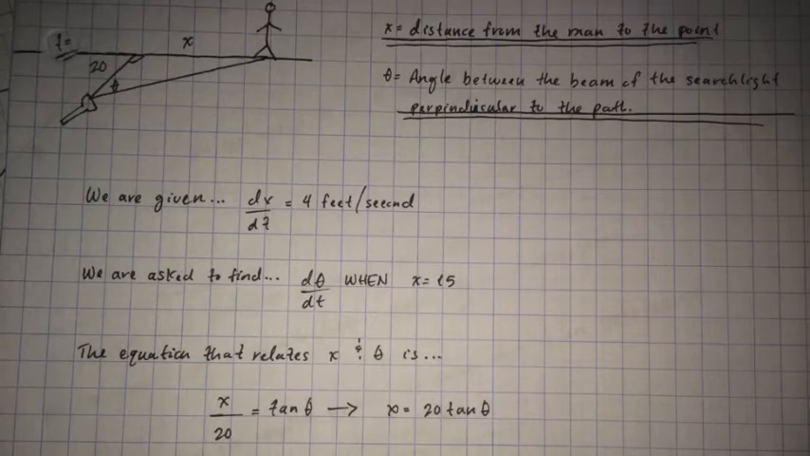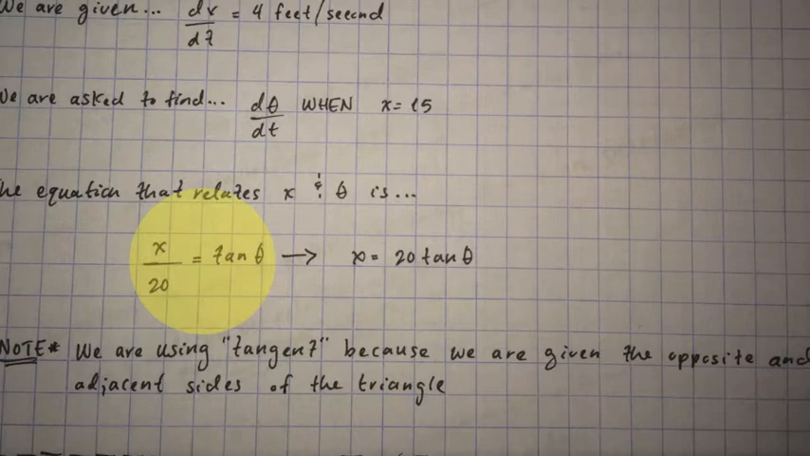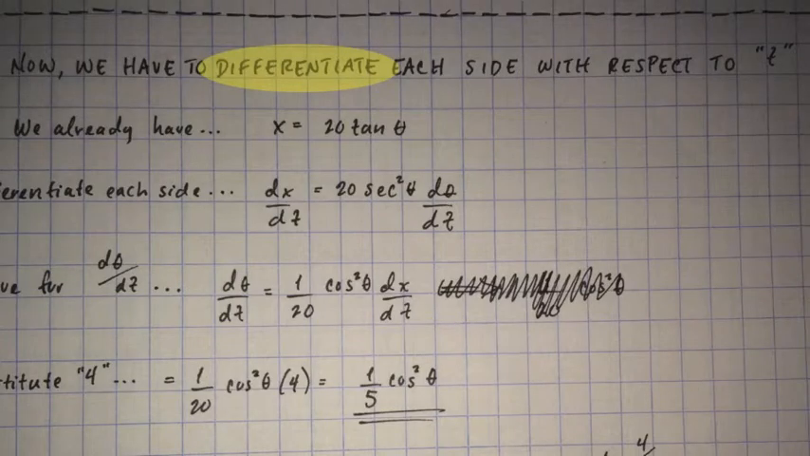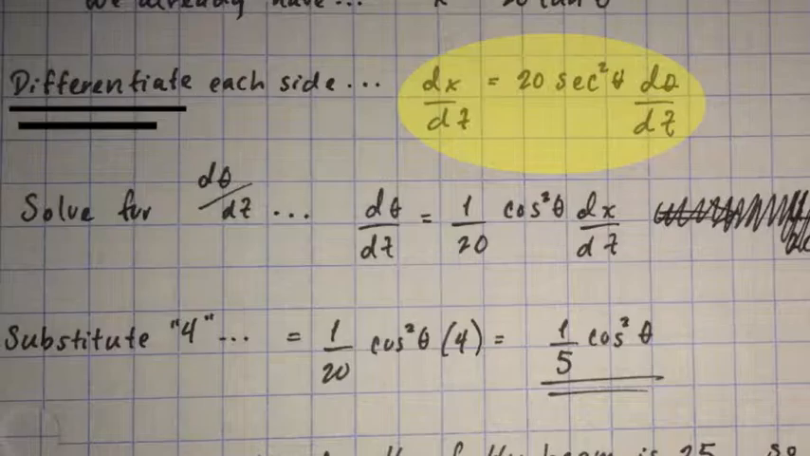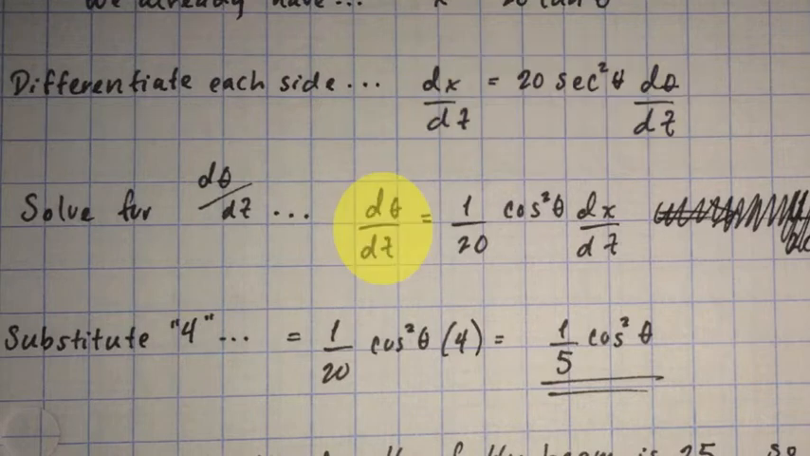Here is the equation that relates x and theta. x equals 20 times tangent of theta. We're using tangent because we are given the opposite and adjacent sides of the angle. In step 2, we have to differentiate each side with respect to t in order to obtain our value. We already knew that x equals 20 times tangent of theta. Now we have to differentiate each side. After doing that, we must isolate the derivative of theta with respect to time.